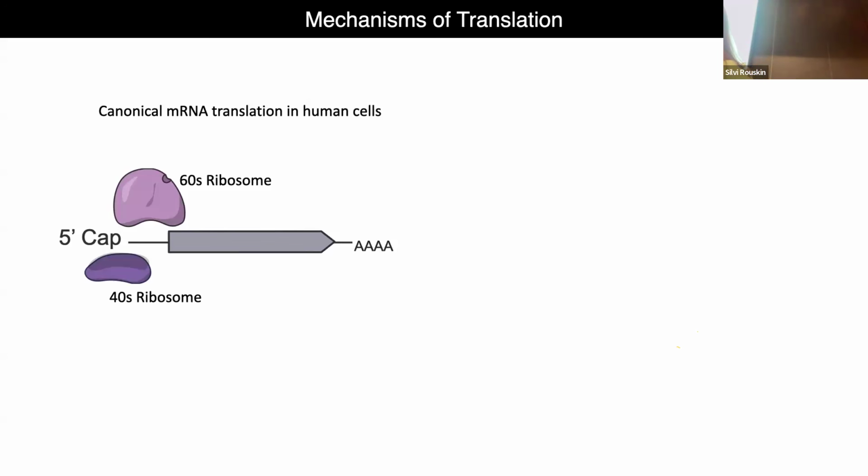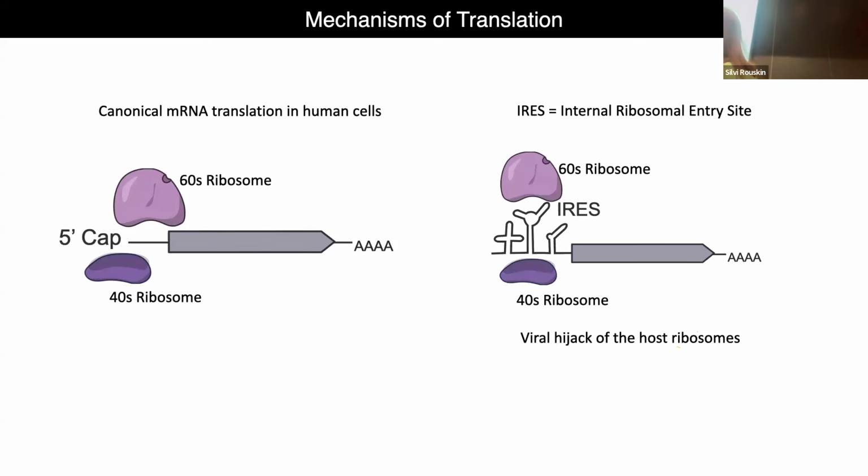What that means is that a bunch of factors bound to the cap, and that recruits the scanning ribosome, and then you get translation. In contrast, IRESs are internal ribosomal entry sites, so you don't have any cap, and you can directly recruit either the ribosome, or initiation factors and the ribosome, and that's how you translate your mRNA or your genome. And viruses use this as a really nifty strategy to hijack the host ribosomes because they mess with cap binding proteins, and then they can use all the ribosomes just for themselves. Makes a lot of sense.